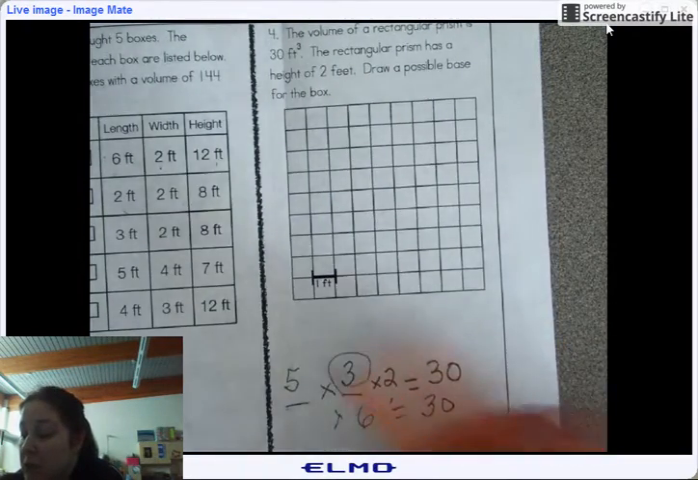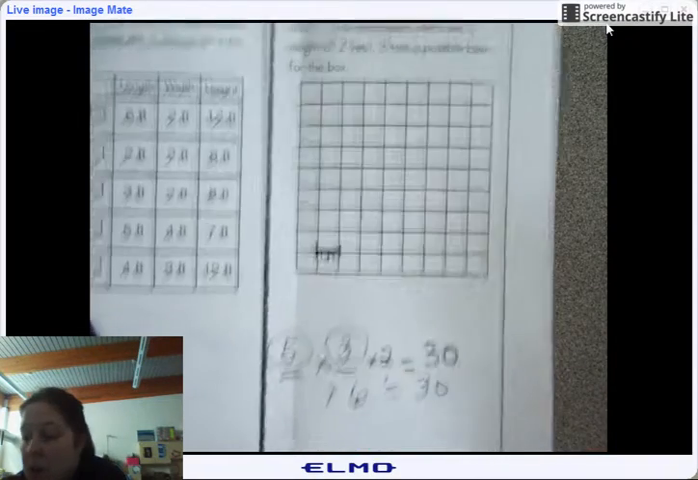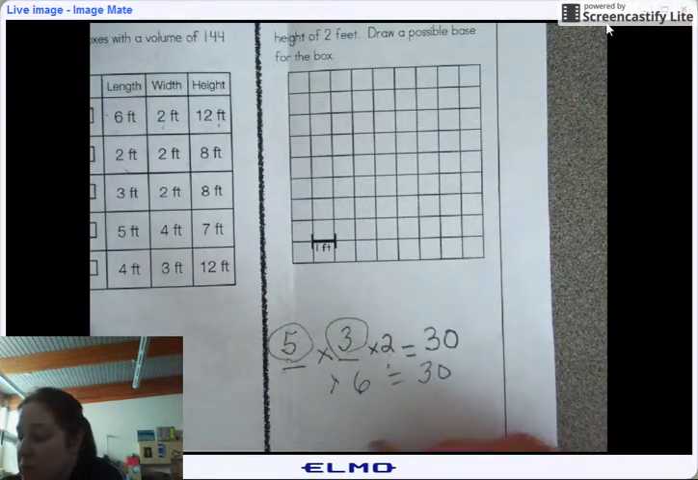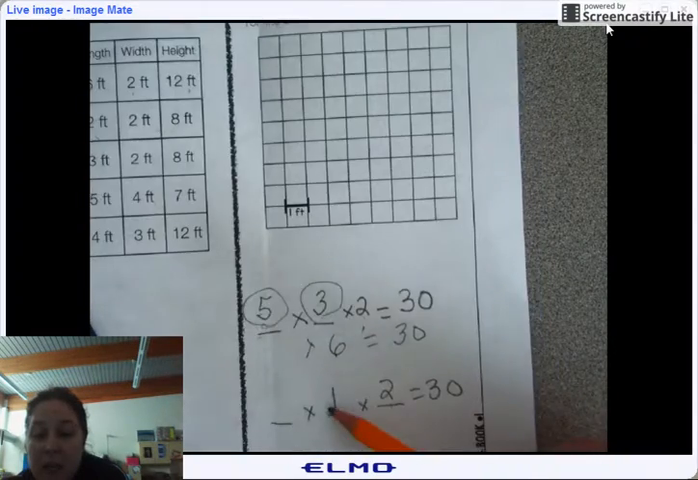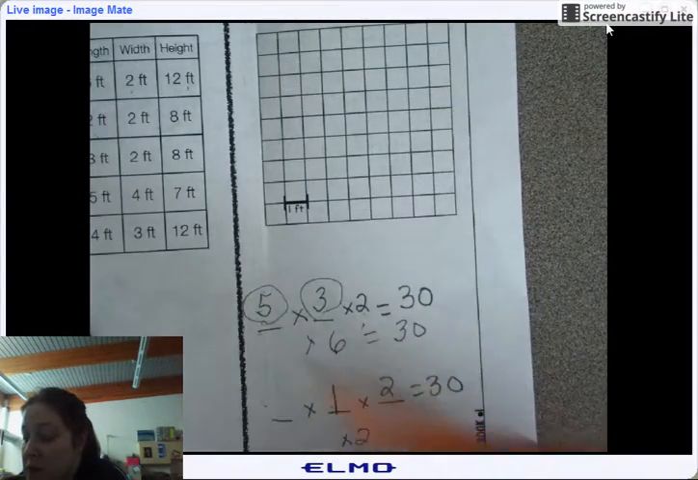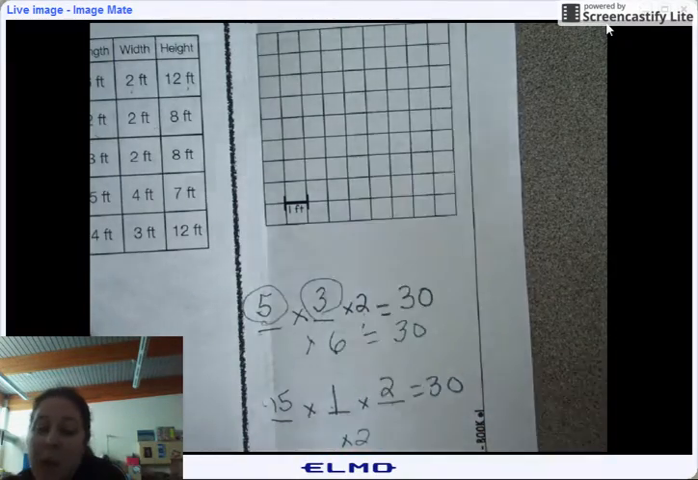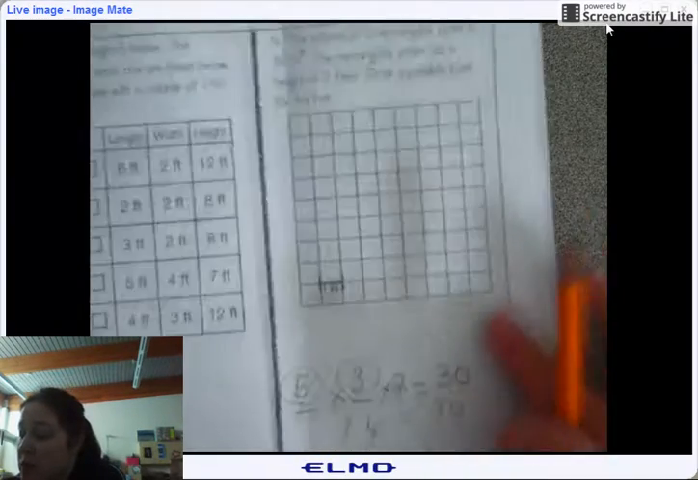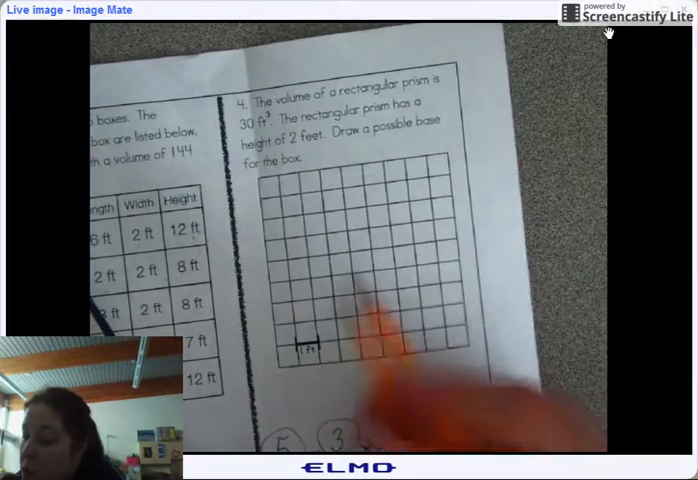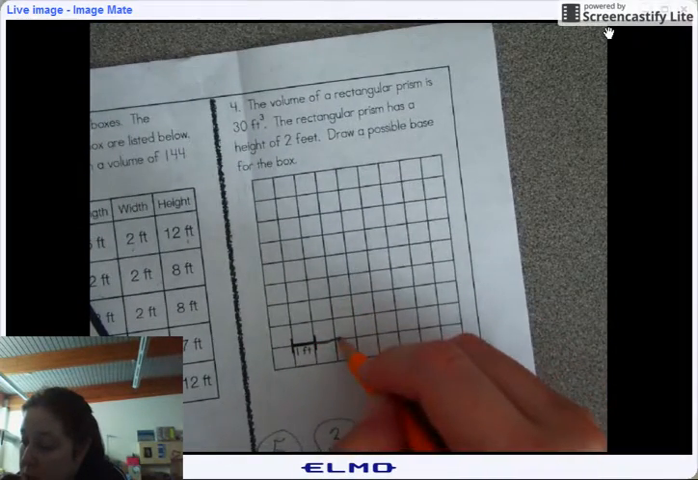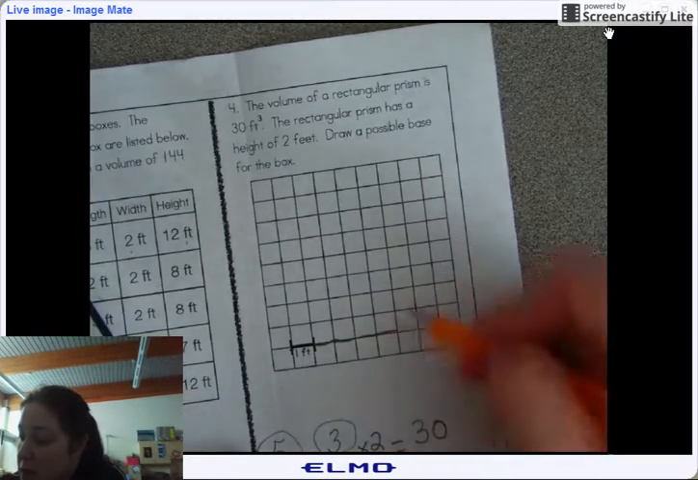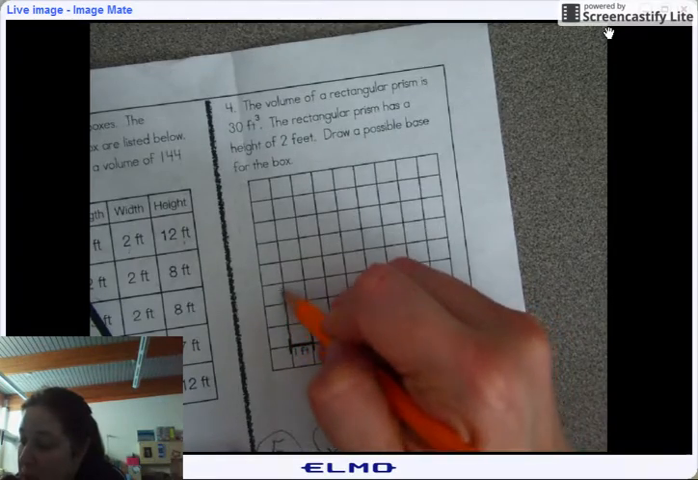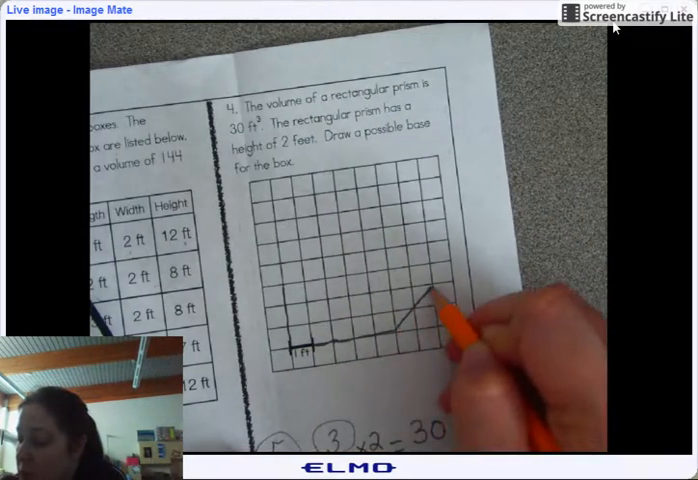So it could be a 3. It could be a 5. It could be a 1. Because if you turn this to a 1, that's 2. 2 times what number equals 30? 15. You have to plug and chug, basically. But what I'm going to draw is the 5 times the 3. So I'm going to draw 1, 2, 3, 4, 5. I'm going to draw it 3 high, 1, 2, 3, and I'm going to draw it 2 wide, 1, 2.